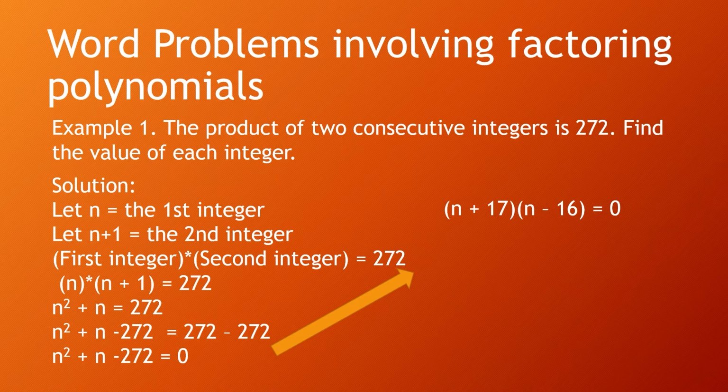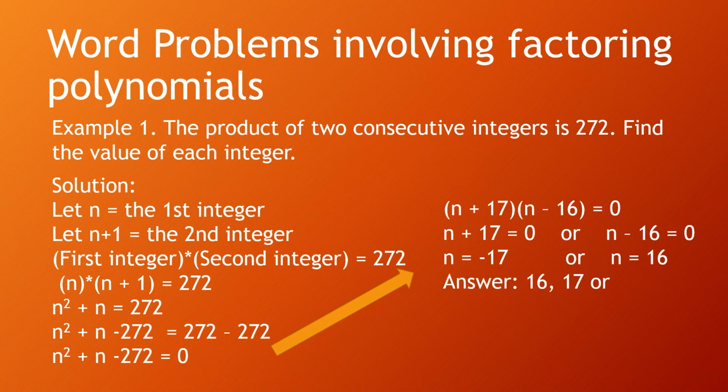Since we are looking for the sum of 1, we used 17 and negative 16 as factors. So we now have the equations n plus 17 is equal to 0 or n minus 16 is equal to 0. If we are looking for n, we have n is equal to negative 17 or n is equal to positive 16. So we have two answers. The first one is 16 and 17, or negative 16 and negative 17. We have two answers because both of them will give you positive 272.